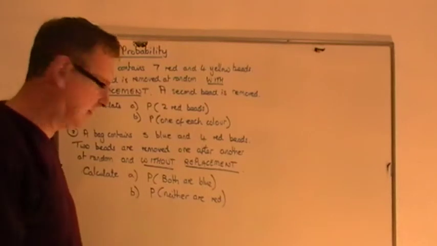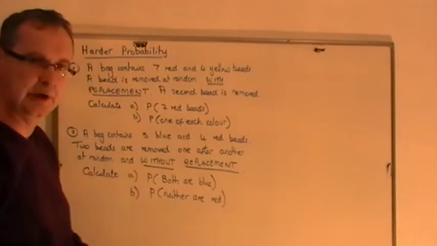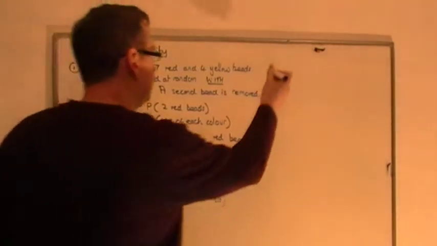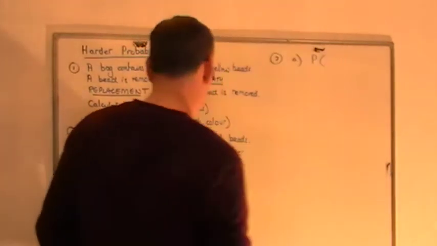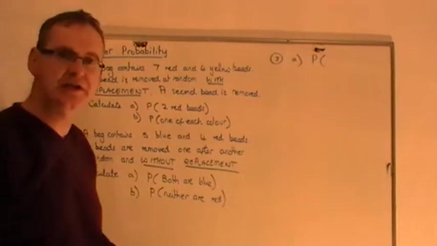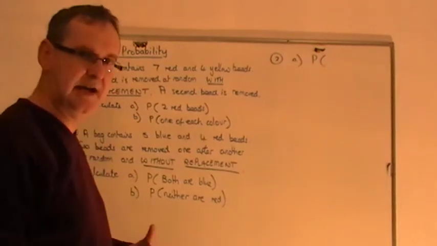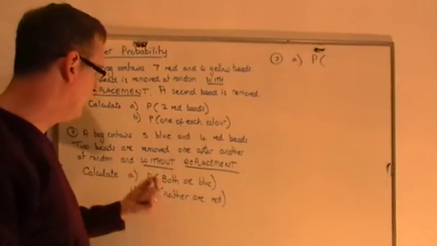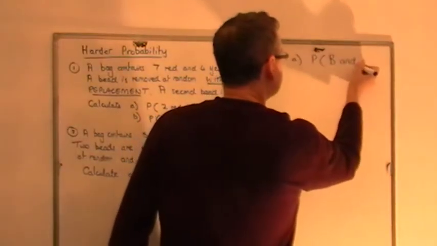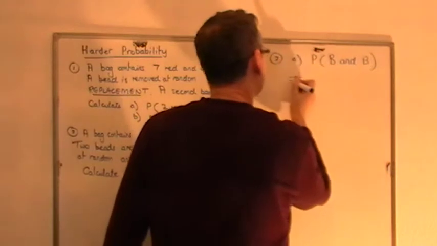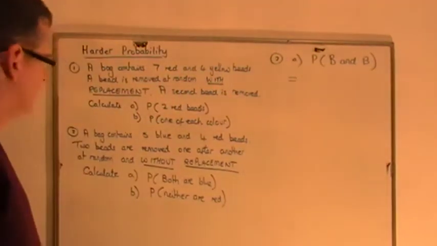Ignore that clock in the background. Both of them being blue. Okay, so here we go then. Question 2, part A, probability of both of them being blue. Well, the first thing you need to do is rephrase that as we did in question 1. Both being blue means a blue and a blue. So blue and blue.